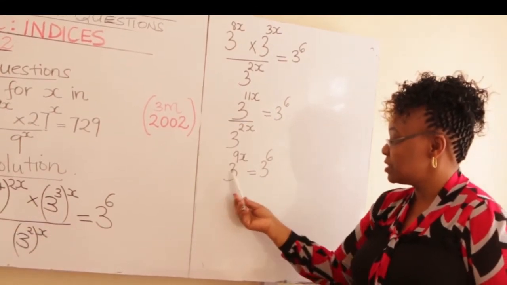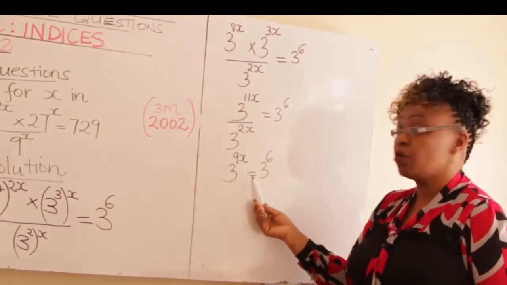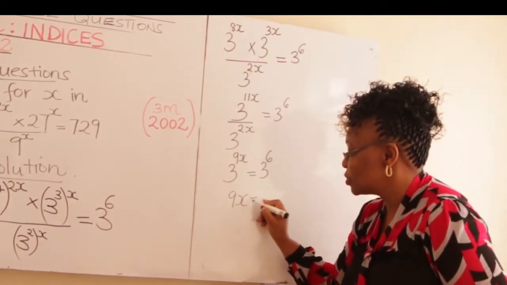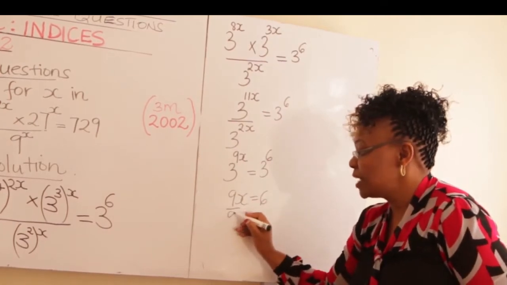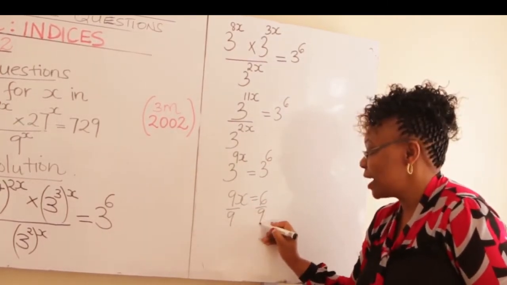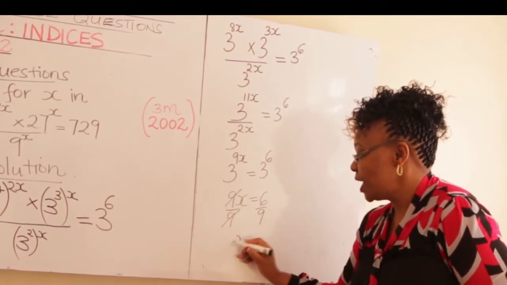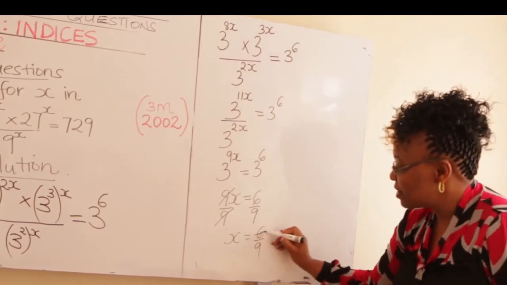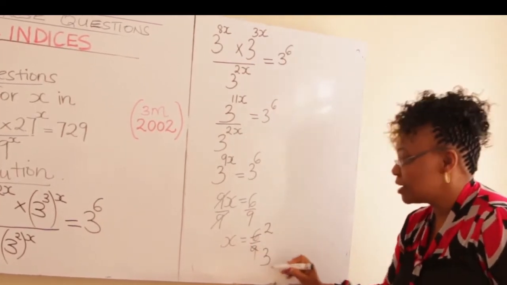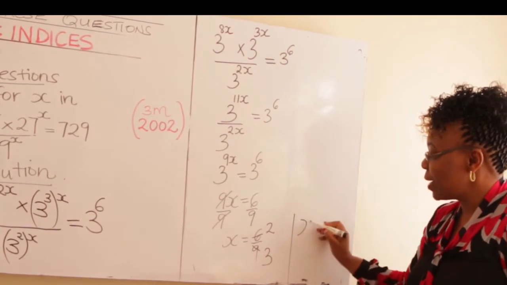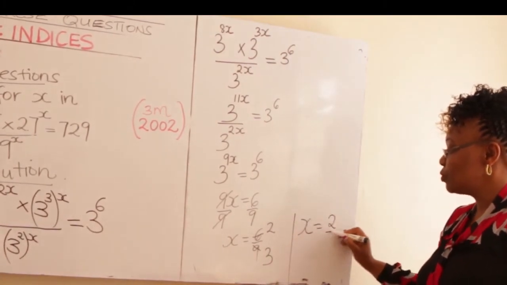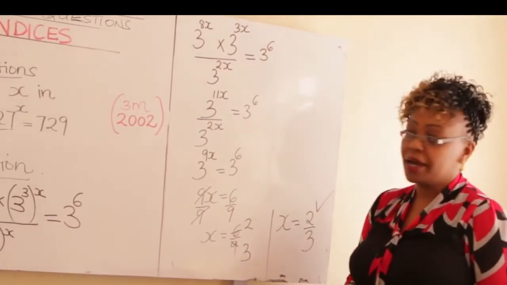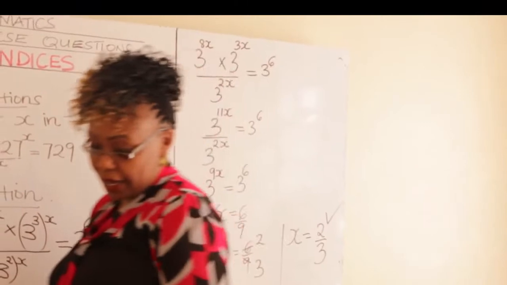You have common bases on both sides of the equal to sign, so you equate the powers. So 9x is equal to 6. Divide by 9 on both sides. So x is equal to 6 over 9. Then you simplify it by 3: 2 over 3. And therefore, our x is equal to 2 over 3. Good. Let us go to number 2.